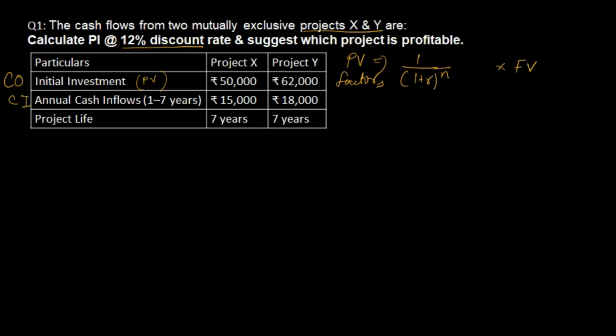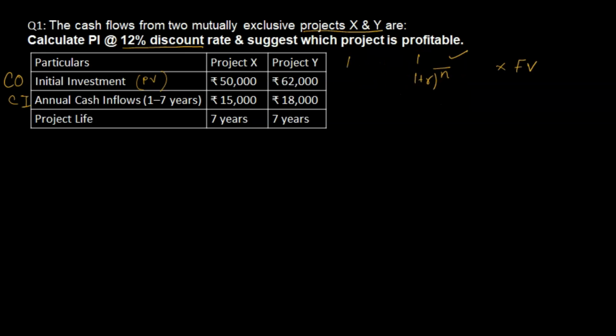In the question the cash inflows are the same from 1 to 7 years, so this method can be lengthy. So we can use one formula. If you remember, we have this formula.